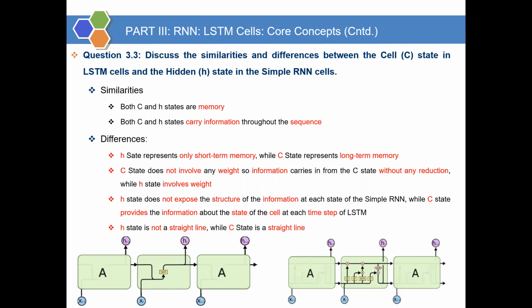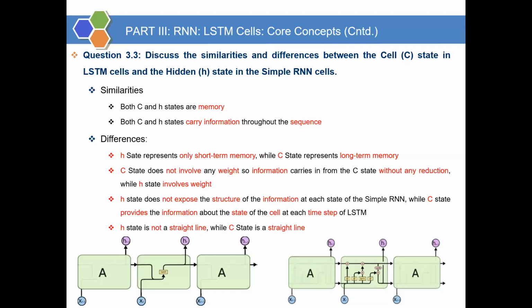Cell state does not involve any weight, and hence information can move as it is through multiple layers if the information is relevant. In fact, any later time step can use information carried in from the previous cell state without any reduction. However, if the information is removed in a cell state at a time step, that information would no longer be moved to the next cell state at the later time step. Even though the information can be dropped at a cell state in a time step, such information is always reserved.